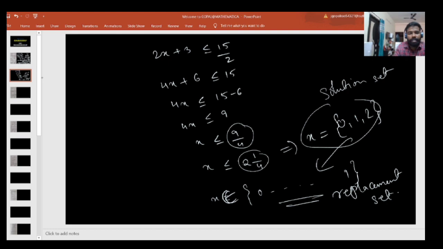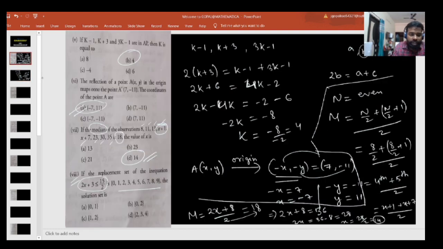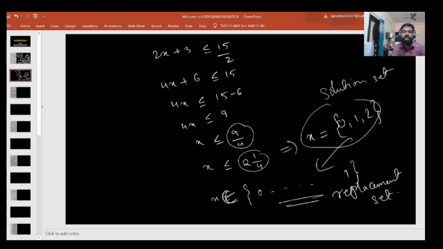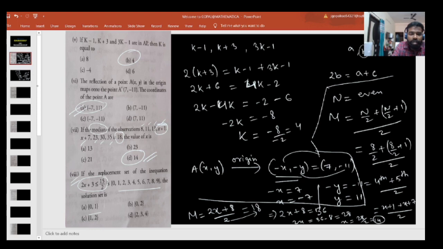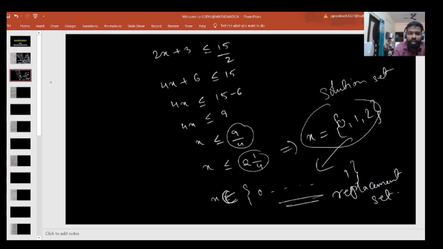Okay, so the fourth question answer is something different over here. If the replacement set belongs to this inequation, let me check one more time whether we have done any error in this or not. So that is 2x plus 3 is less than or equal to 15 by 2.